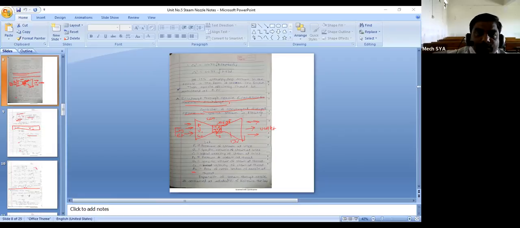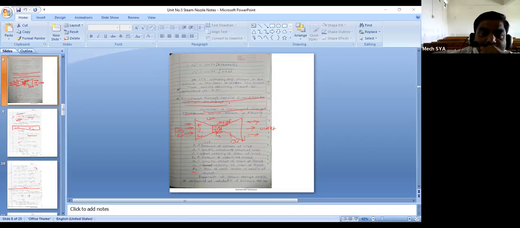So the high pressure, high temperature steam is expanding, so the pressure goes on decreasing. At the same time, because the turbine is developing work, enthalpy also goes on decreasing. So on the HS diagram, from 1 to 2, enthalpy drop takes place. And what is the enthalpy drop?